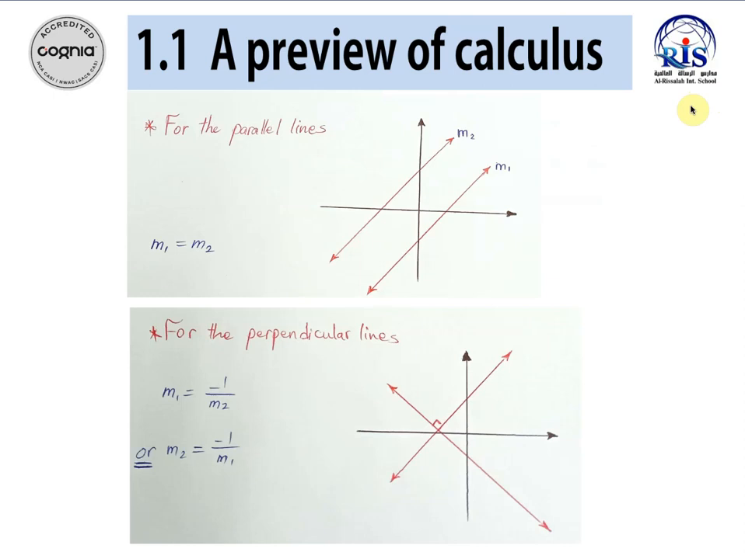The slopes of lines and the relationship between the lines. For parallel lines, the slope of the first line is equal to the slope of the second line. For perpendicular lines, the slope of one equals negative 1 over the slope of the other. Or we can say that it is the reciprocal of the first slope, always exchanging the sign.